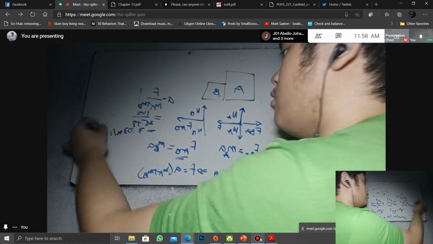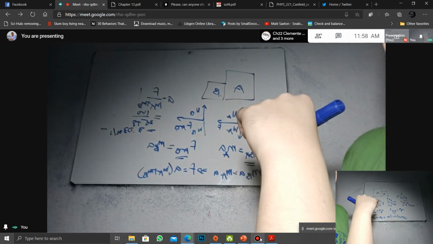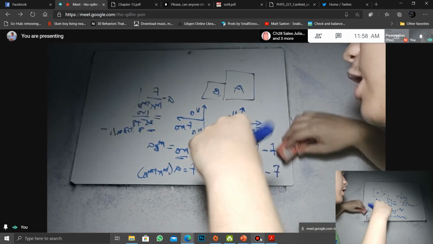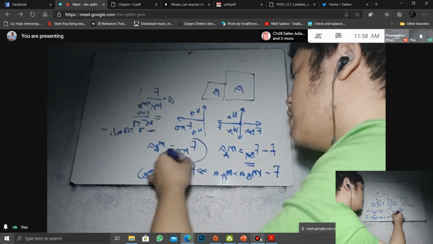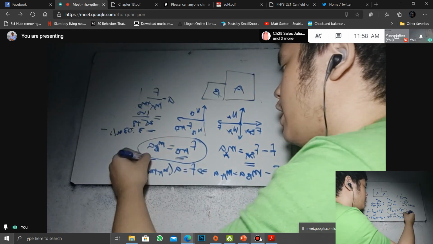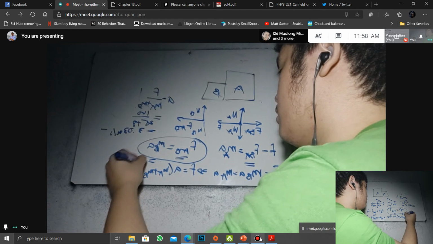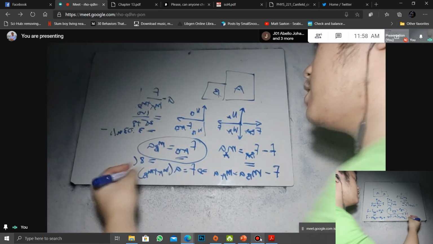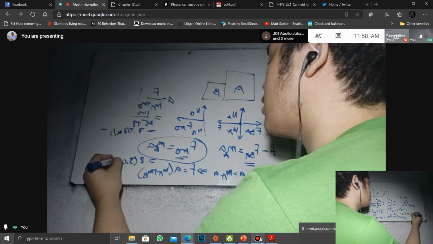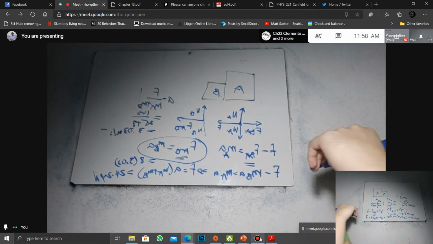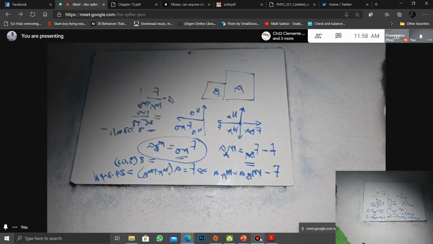Next, the magnitude of the force that box A exerts on B and box B exerts on A. Let's just substitute here. This is the answer for both, since it asks for the magnitude. Mass B times A. Mass B is 8 times 3.03. This is the answer for both: 24.24 newtons. That is the answer for letter B.